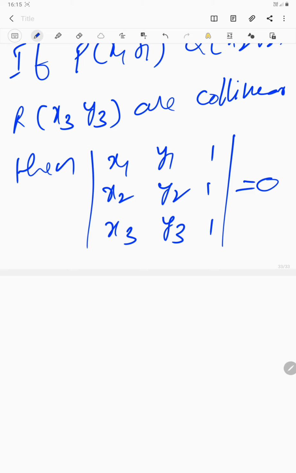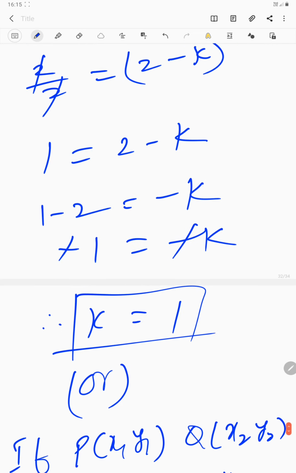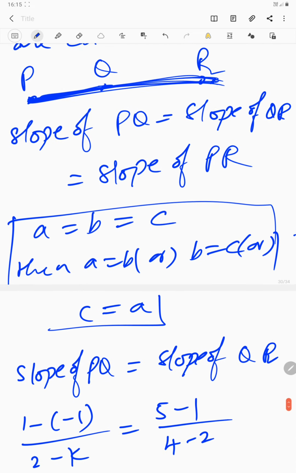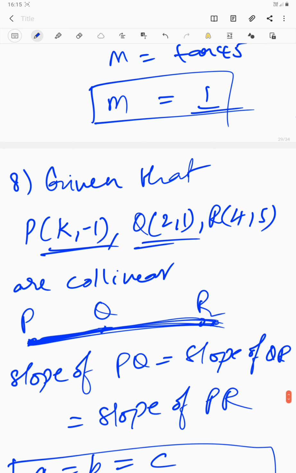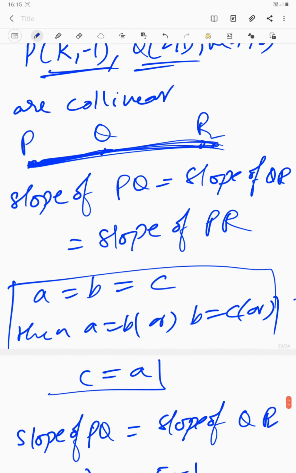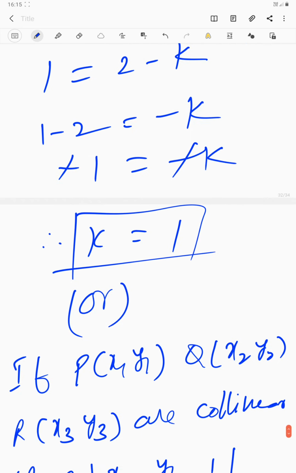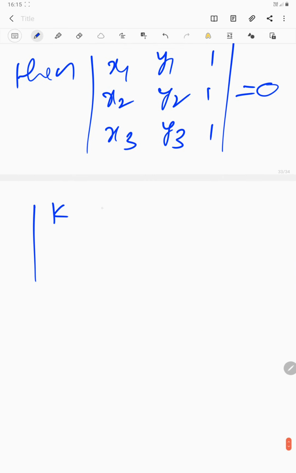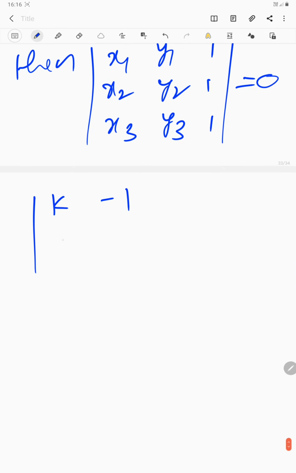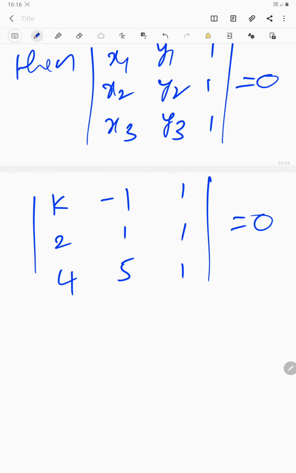Now substitute the values of PQ, that is x1 y1, x2 y2, x3 y3, then also you will get the result. So एक बार try करेंगे. What is the first point? K minus 1, 2 1 4 5, K minus 1, 2 1 4 5, and the last column is 1, which is equal to 0. Why? Because already the lines are collinear, therefore area is equal to 0.